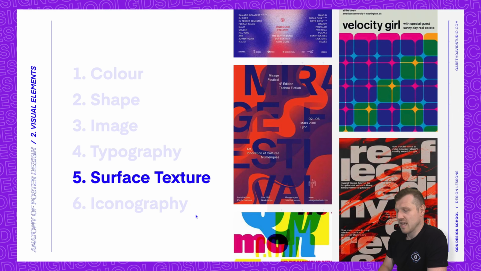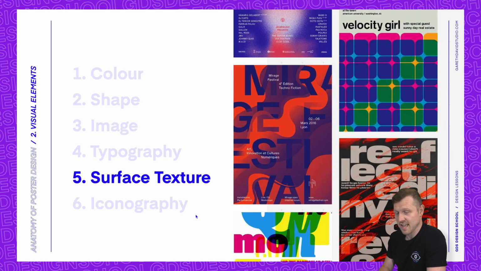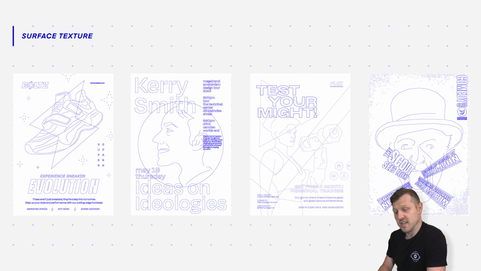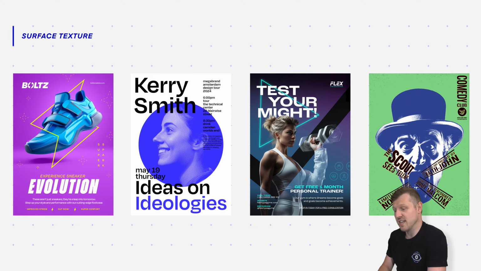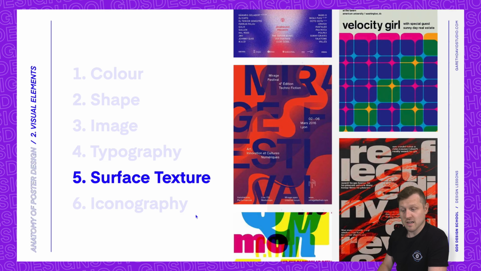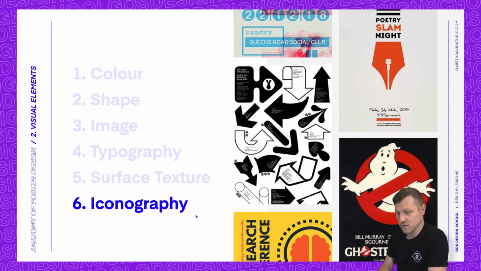Next, we have something that can help set the mood and tone of a poster design, and that is the surface texture. Now, surface texture in poster design adds a tactile dimension, elevating the viewer's experience. Whether smooth or textured or a pattern, surface texture engages the senses, creates visual interest, and enhances the overall aesthetic impact.